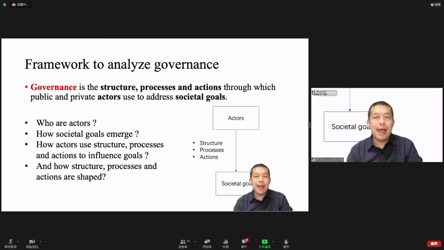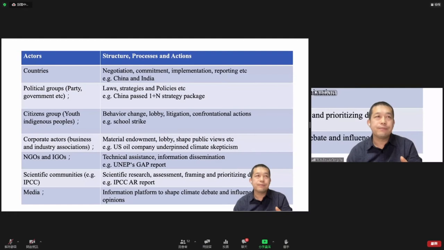And to apply this analytical structure to our story on coal and China and India, we can see that the actors include China, India, and other parties in the negotiations. The goal is to negotiate a target on the coal, which could be phased out, which could be phased down. And the structure, processes, and actions may include many, we will talk about later, but one of them is definitely the negotiation. So that is the analytical structure we will use to discuss the governance issues.